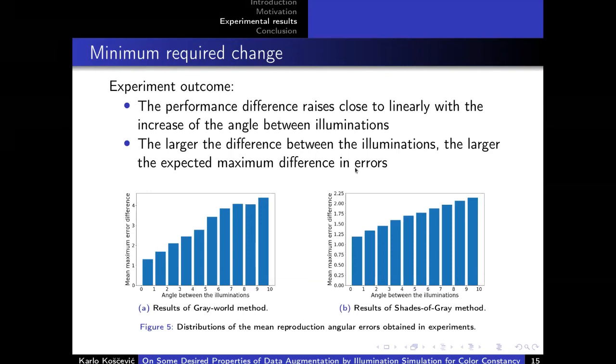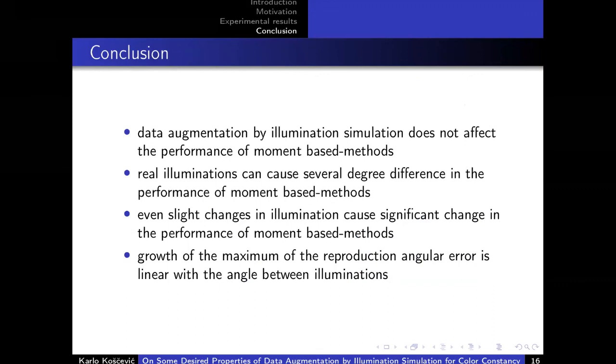And with this second experiment, I'm coming to the conclusion of my presentation. So basically here we tried to investigate some basic properties that we should expect from the images generated through data augmentation by illumination simulation. We can see how this kind of illumination simulation does not have a significant effect on the performance of momentum-based methods, while on the other hand, when we are using real illuminations, we see that there is a significant effect on the performance of the momentum-based methods.